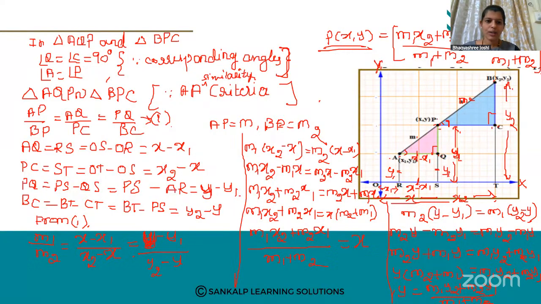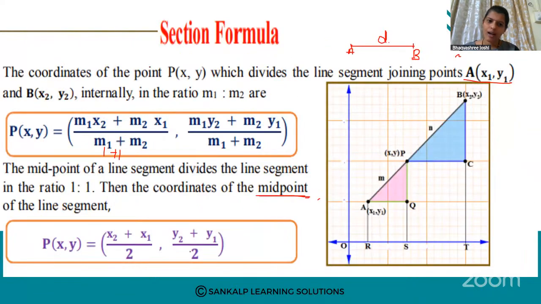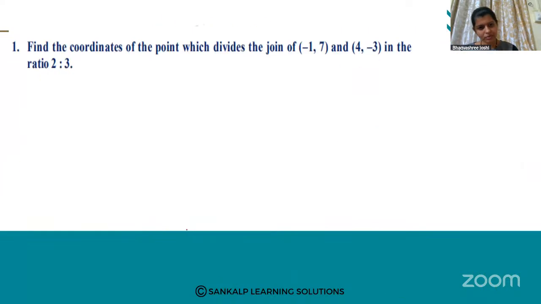So this one we call the section formula. If it divides in the ratio 1:1, then we call it the midpoint formula. So the midpoint formula means X2 plus X1 divided by 2, Y2 plus Y1 divided by 2. Okay. So by using this section formula, we'll do some problems. Let us see what problems there are.